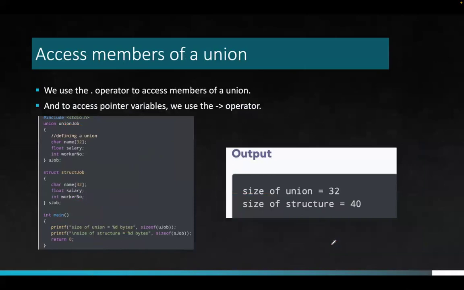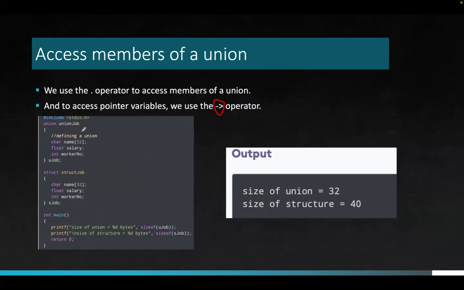How do we access members of a union? We can use the dot operator to access the members of a union, and to access them through pointer variables, we use the arrow operator. Whenever there are pointer variables, you use this operator to access the members. We'll see one classic example for that.